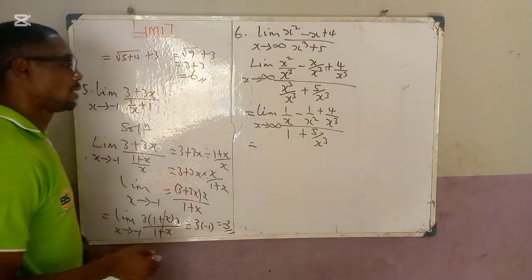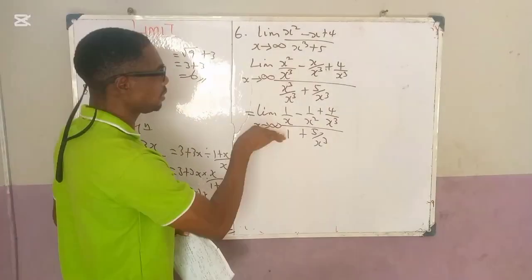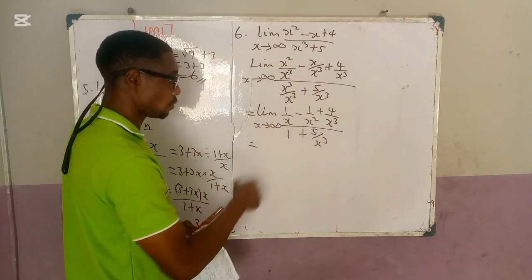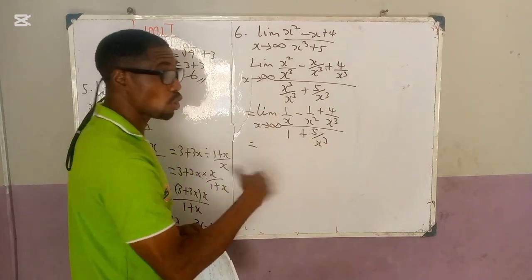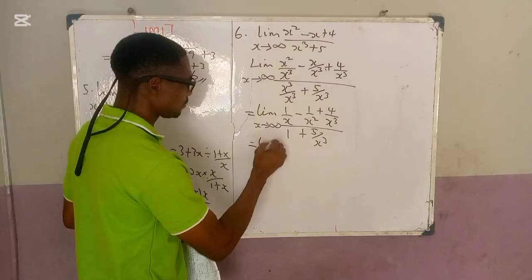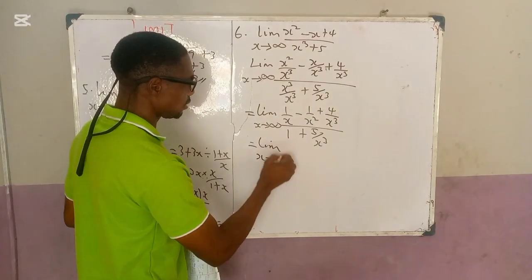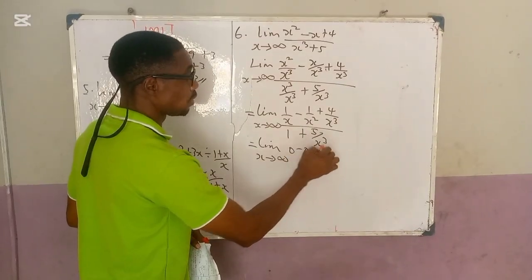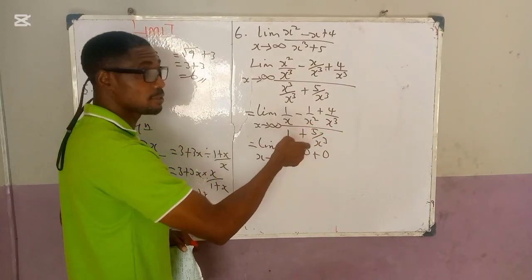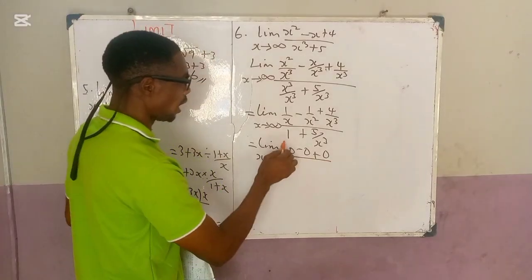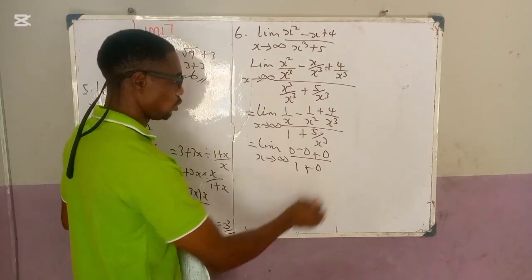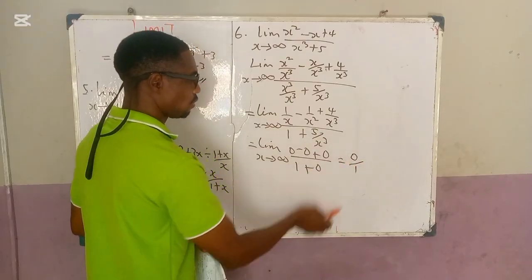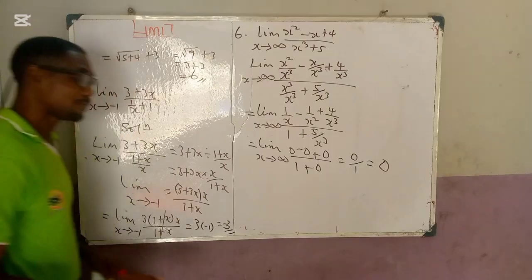What do I have here? Now, when it tends to infinity, you're going to substitute that the value of x is infinity. So 1 over x becomes 0. If it's x under, it becomes 0. So we're going to have limit as x tends to infinity: 0 minus 0 plus 0, as long as it's x under, which tends to infinity, over 1 plus 0. What do I have here? I have 0 over 1. And 0 divided by 1, the answer is 0.